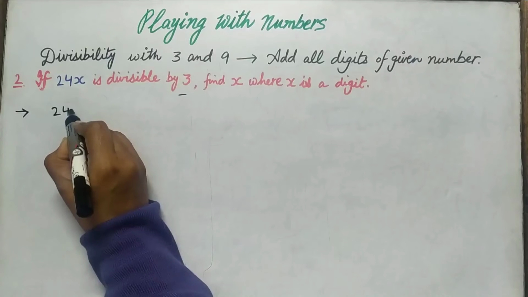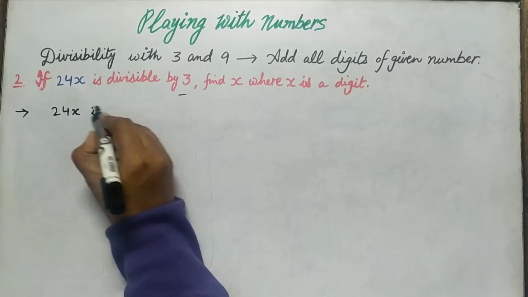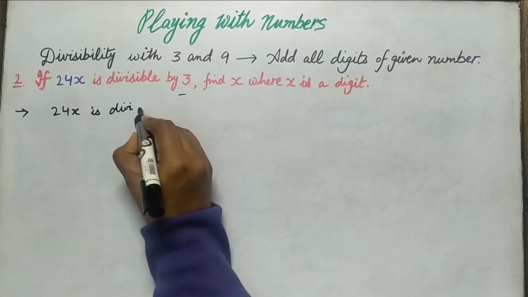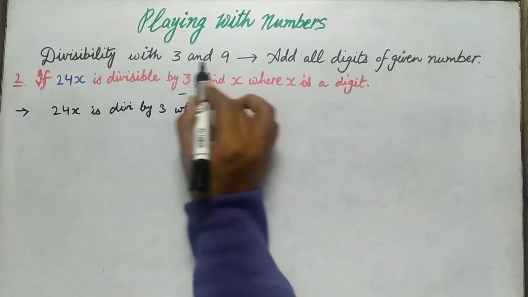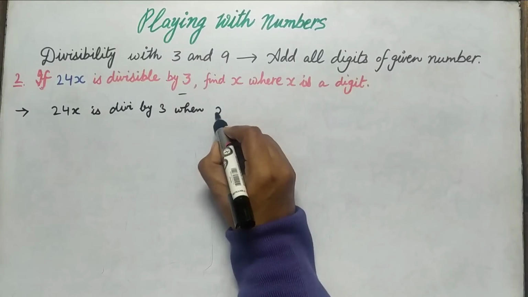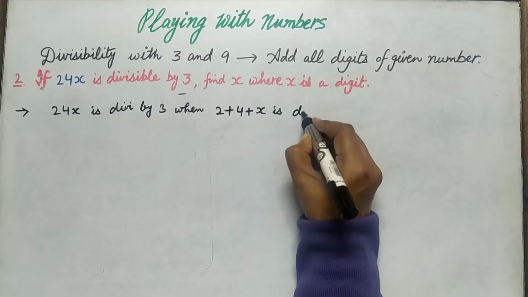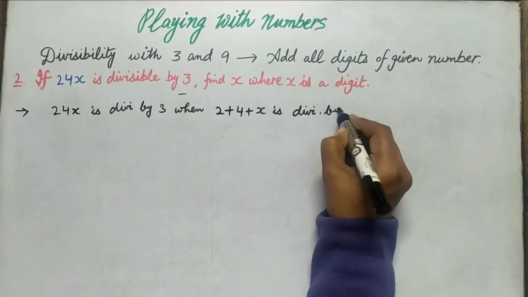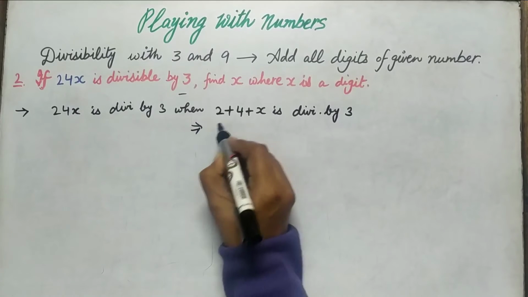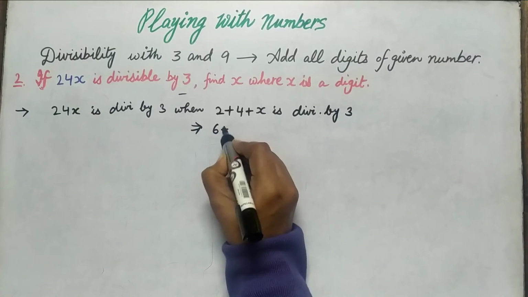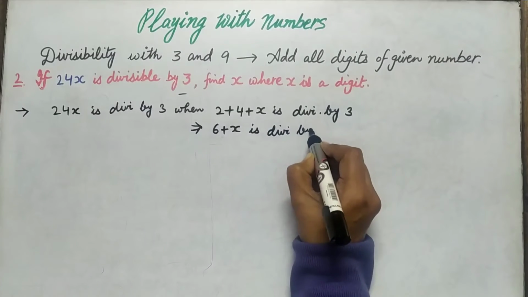We write 24x, 240 something, is divisible by 3 when, by the divisibility rule, the sum of digits 2 plus 4 plus x is divisible by 3. Adding, we get 2 plus 4 is 6, plus x is divisible by 3.